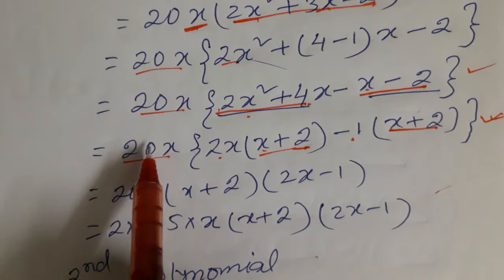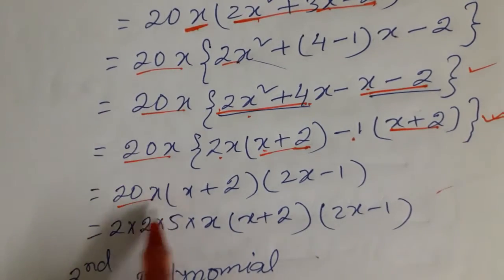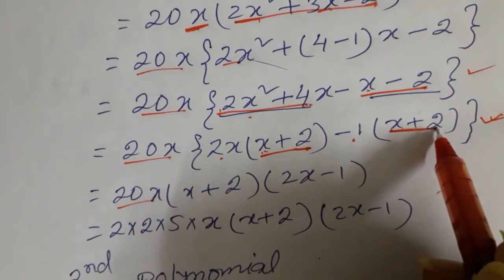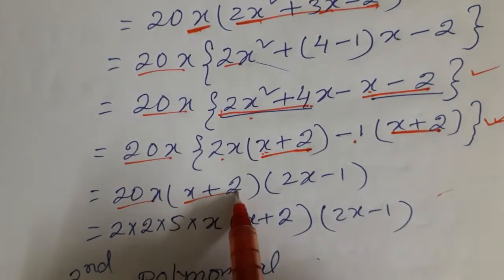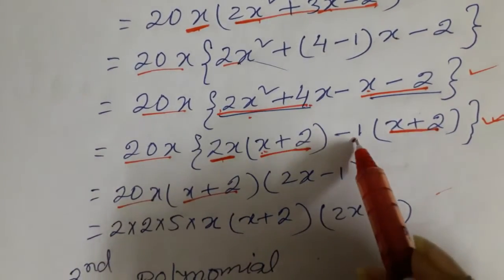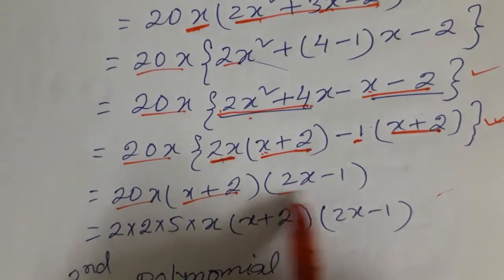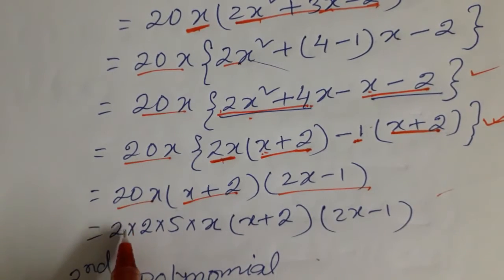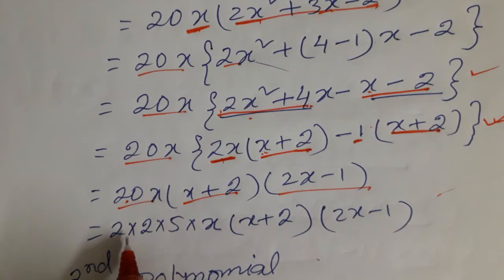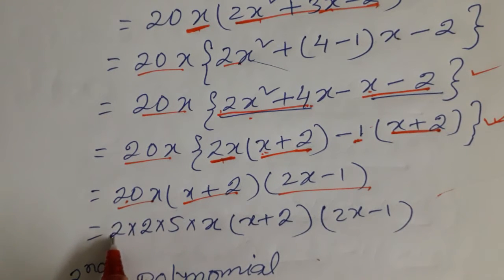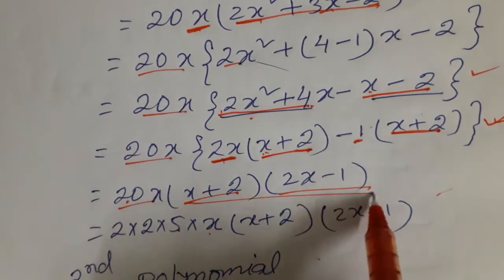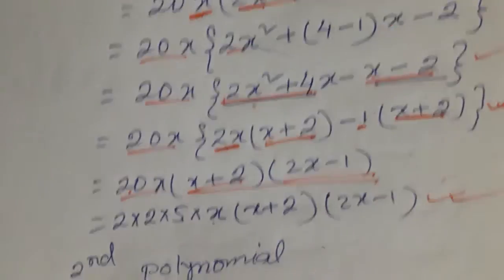Next line, this 20x I have written as it is, and here x plus 2 and x plus 2, I have taken common x plus 2, and the remaining term is here 2x, and here is minus 1 I have taken and written here. Then next line is 20, I have factorized it. 20 means 2 into 5, x remains, and another one I have written as it is.